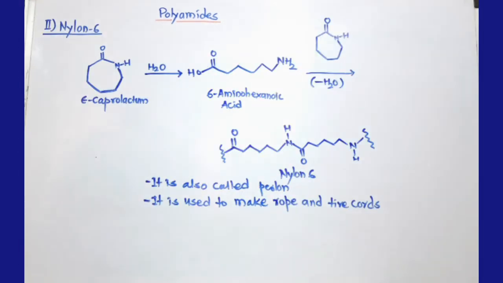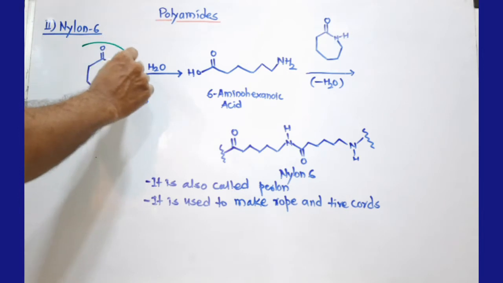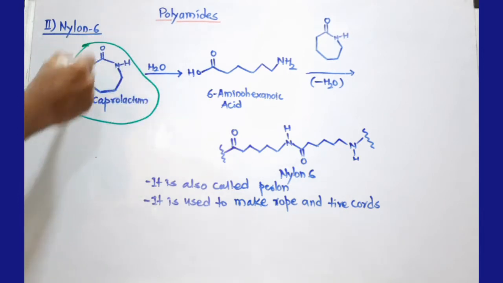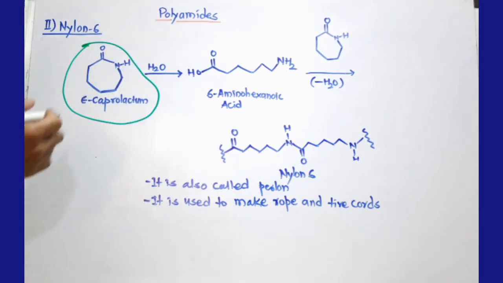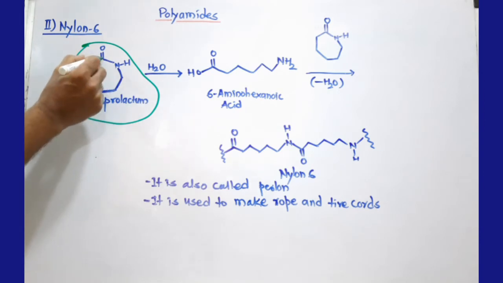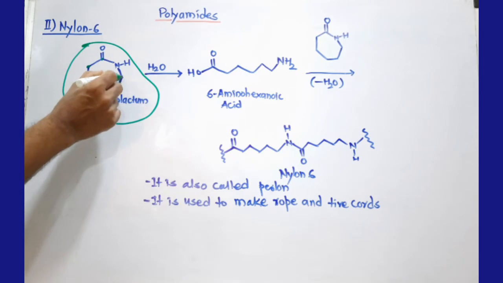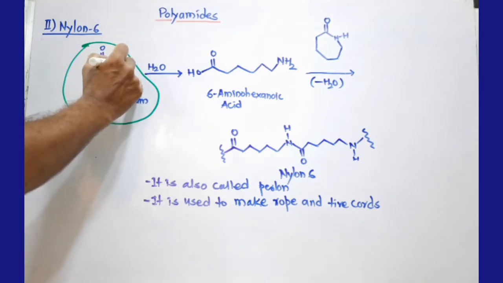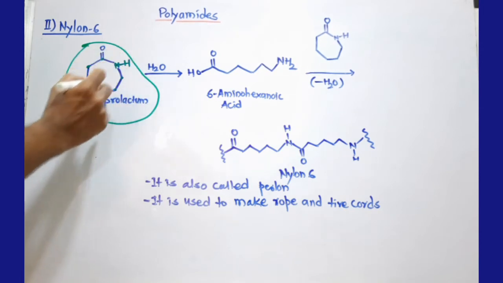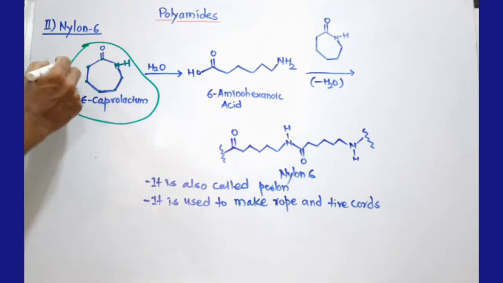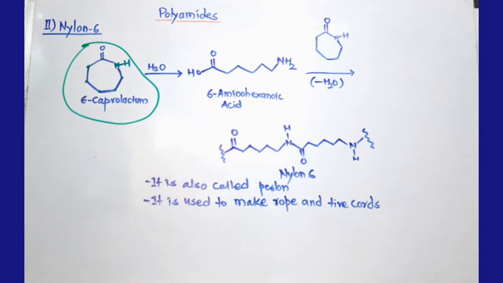The second example of polyamides is nylon 6. Nylon 6 is prepared from caprolactam. Watch carefully the structure of caprolactam. This is a cyclic amide having 6 carbons, 1, 2, 3, 4, 5 and 6, and to the 6th carbon there is an NH group. So it is a total 7-membered ring. Caprolactam is a 7-membered ring.